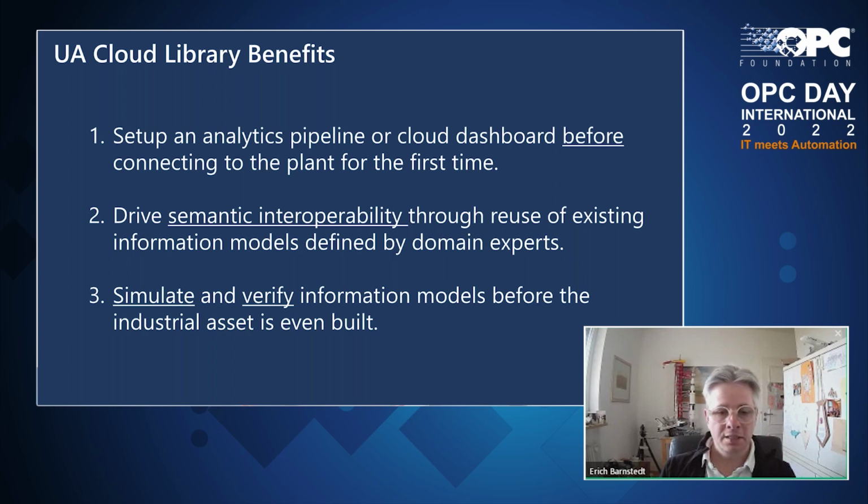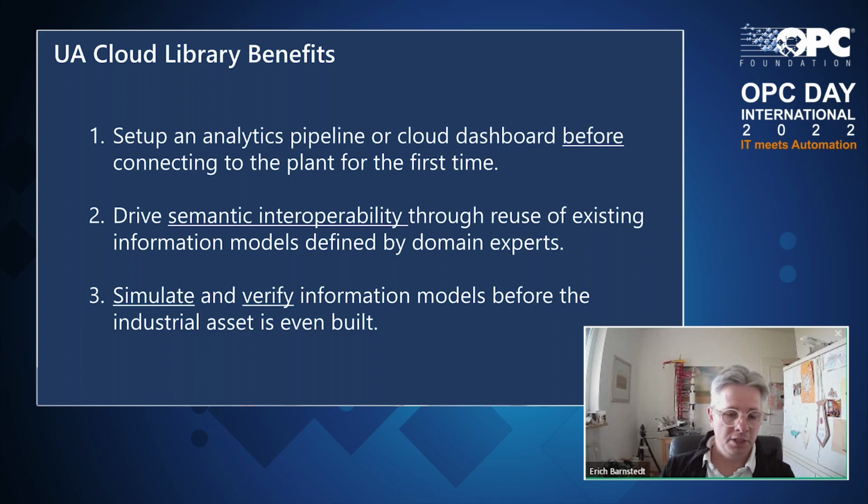So obviously, another big benefit of the cloud library is to see what's already out there, so you don't have to start from scratch every time you're building a new OPC UA information model. And most of the information models in the cloud library are actually VDMA companion specifications that have been defined by the experts and should be considered best practice, right?